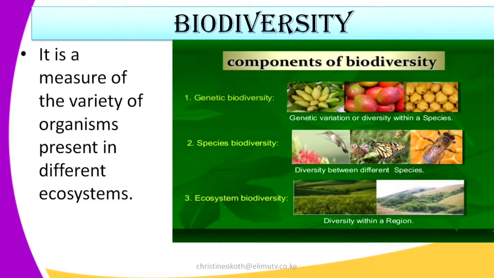For example, in our illustration, we have different types of biodiversity. We have genetic biodiversity. This is the genetic variation or diversity within a given species, so that is a species of a plant, and there are very many of them. Then we have species diversity. This is diversity between different species, that is in animals. Then we have also ecosystem biodiversity. This is the difference within the habitats which these organisms live in. So biodiversity is simply the variety of organisms present in different ecosystems.